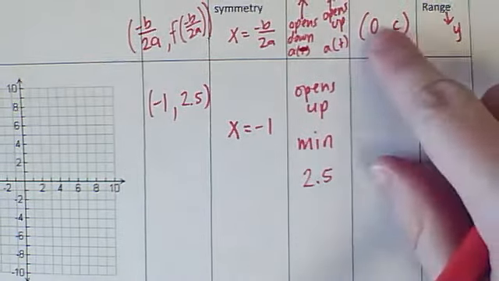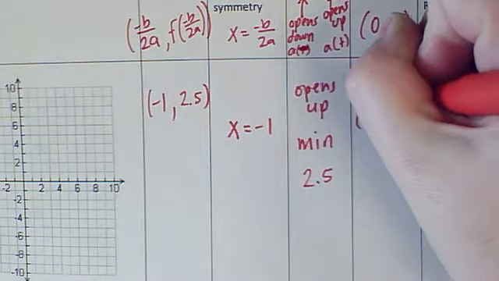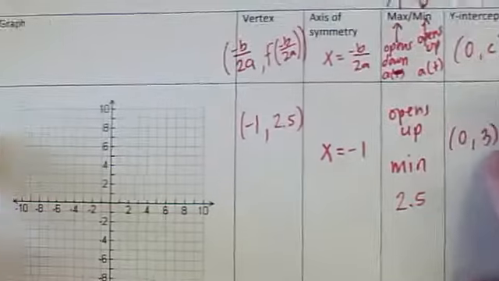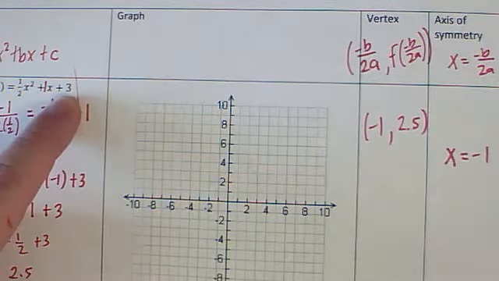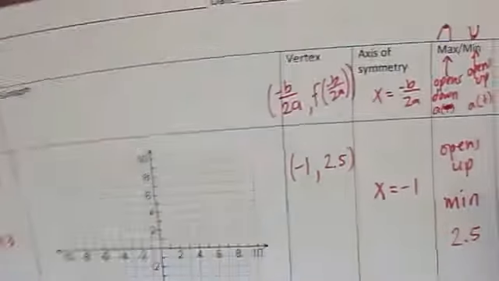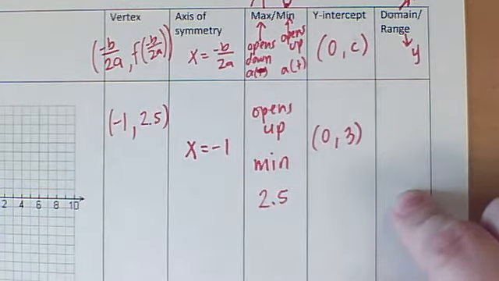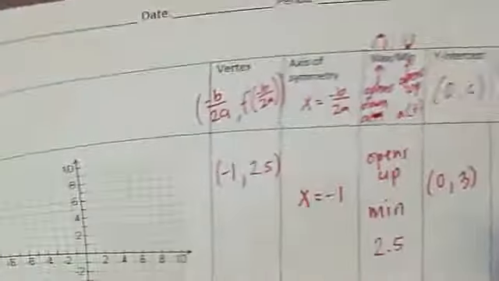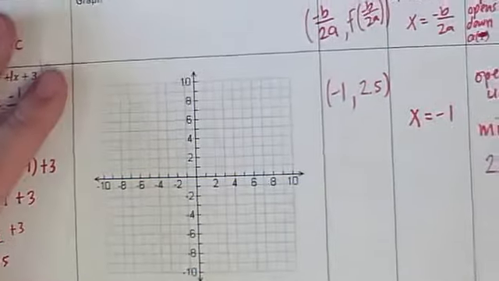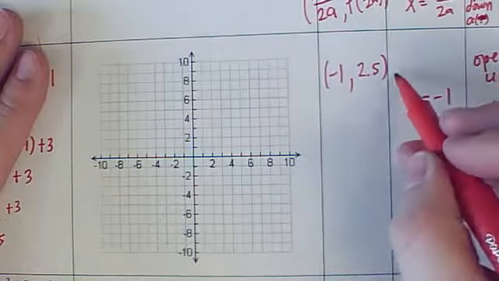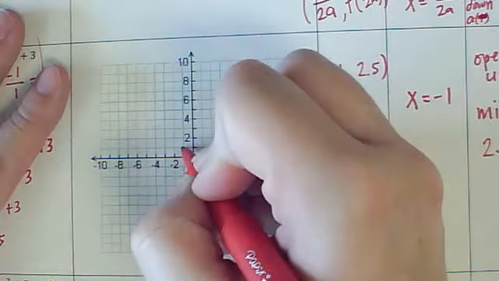Okay. Then the y-intercept would be 0, 3, because if we look, our c value is 3. So this is what our y-intercept will be. Okay, and then in order to do the domain and range, I need to graph first. So let's graph everything we know. We know the vertex is negative 1, 2.5.